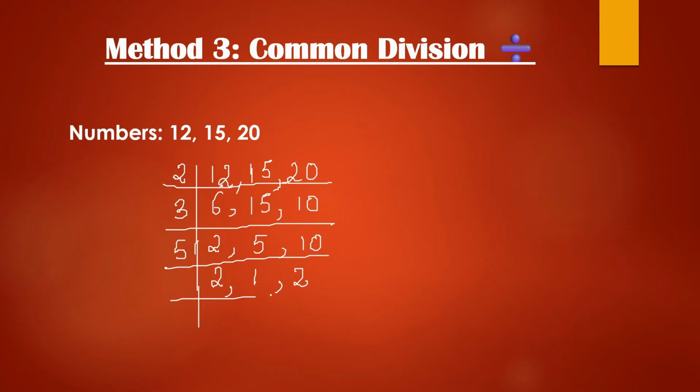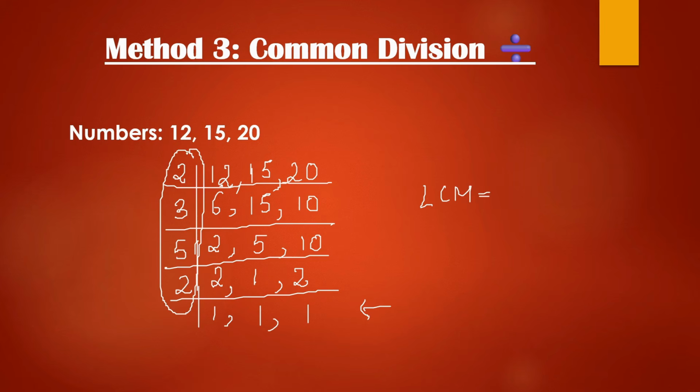Now I'm only left with 2. So 2 can be divided by 2 only. So 1, 1 and 1. So to find out the LCM, we multiply all the prime factors that were used to divide these three numbers. So that would be 2 times 3 times 5 times 2. Now we will find out the LCM. What is 2 times 3? 2 times 3 is 6. 6 times 5 is 30. And then 30 times 2, that is 60. Our LCM is going to be 60.